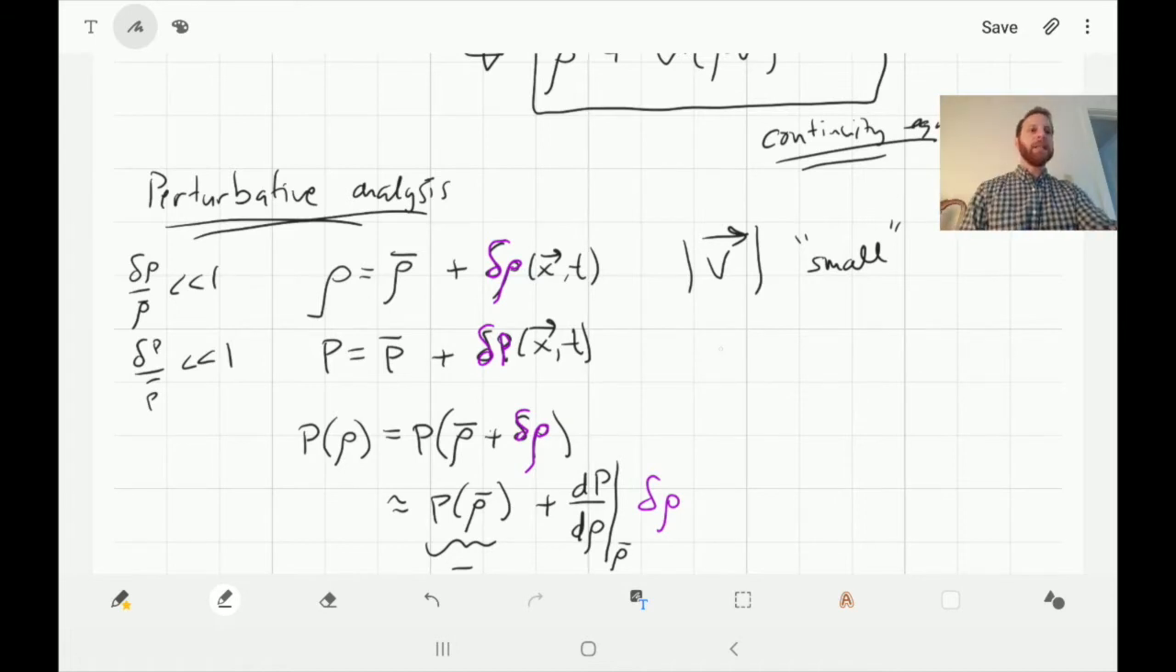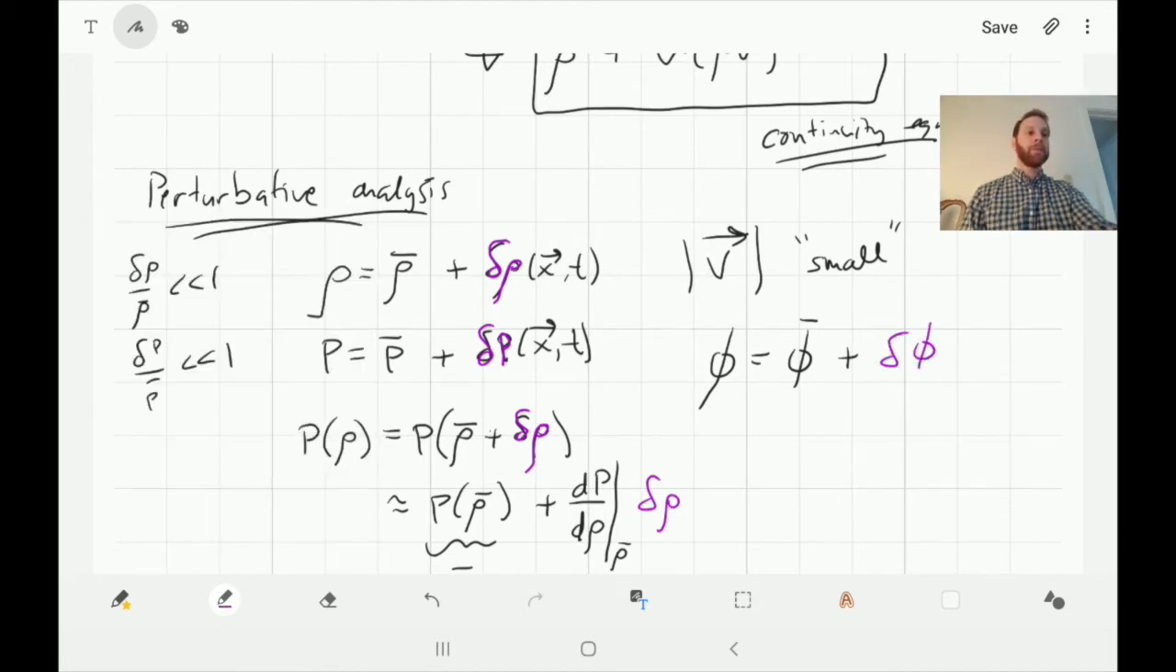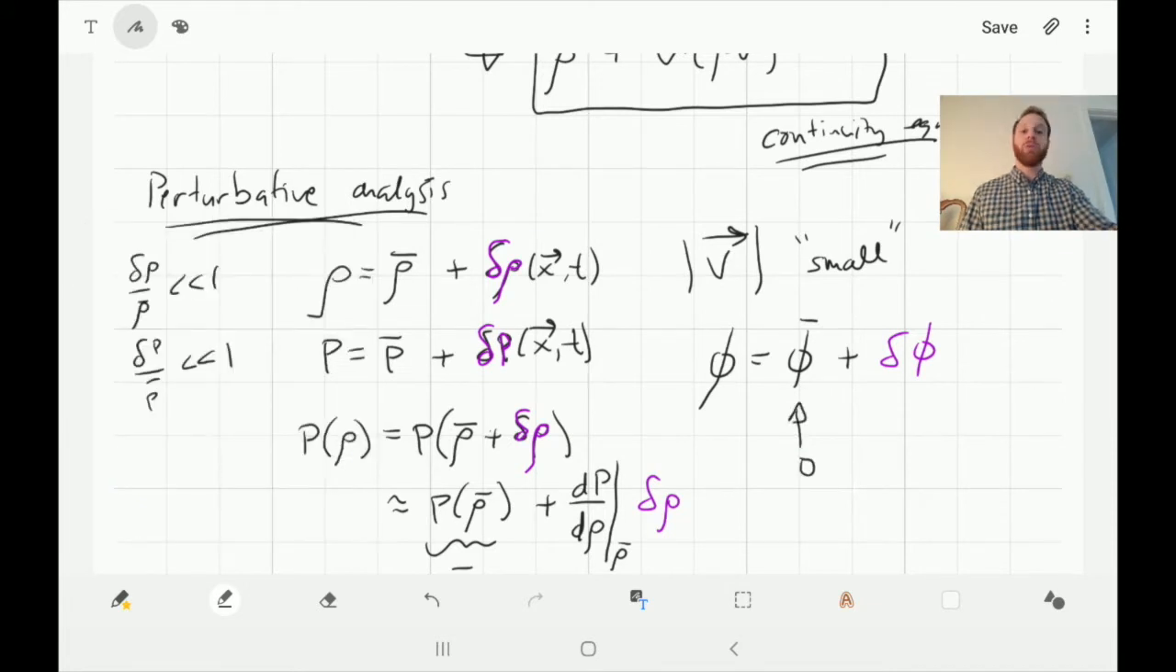And lastly, let me just note that the potential phi would have some kind of background value plus some little change in the potential. Because it doesn't matter where we put the overall potential, we can just let the background value be 0. We're picking our gauge, is a way to say it. And so we'll just let phi be delta phi. In other words, we'll just let phi be a small quantity.